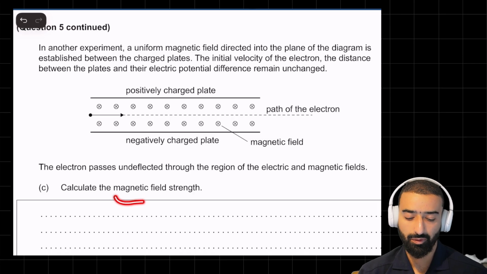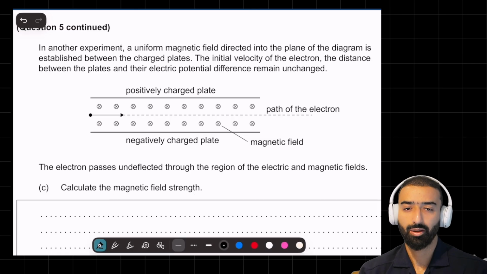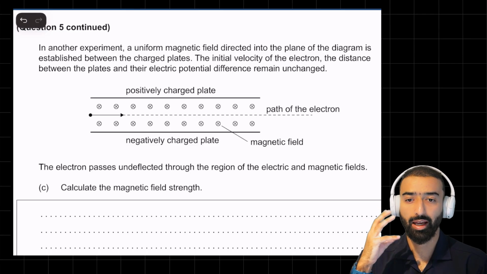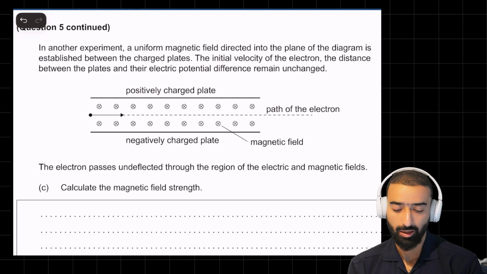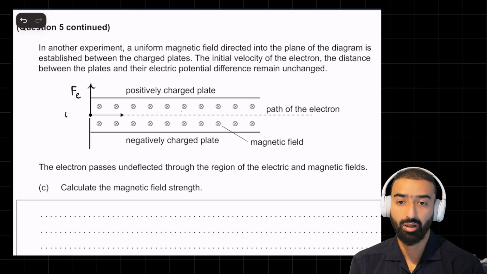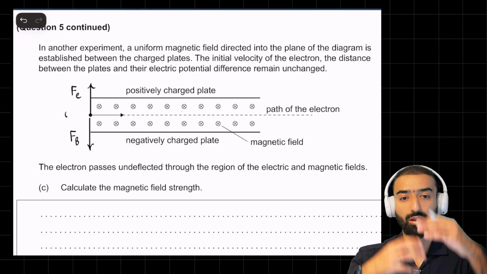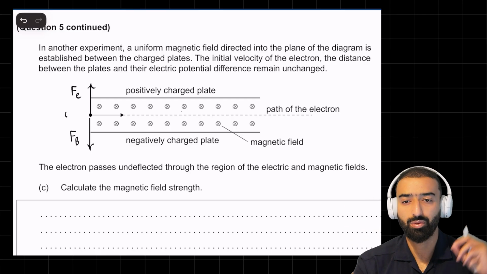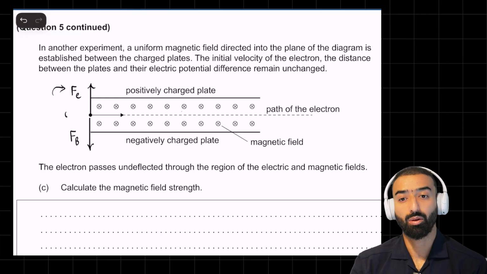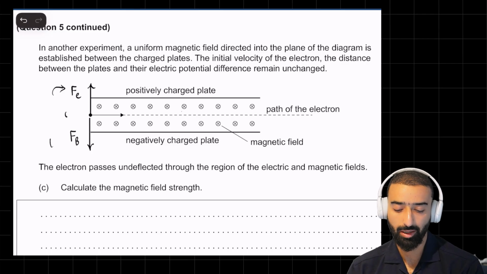Then we have to somehow figure out the magnetic field strength. Well, if the electron moves undeflected, it means the total force acting on the electron should be 0. We already know one of the forces that acts on this electron is pointing upwards. That is due to the electric field. The other force, therefore, should point downwards. That is the magnetic force. The two forces cancel and the electron moves in a straight path. Do we know the electric force? Yes, we already found it. How can we find the magnetic force?